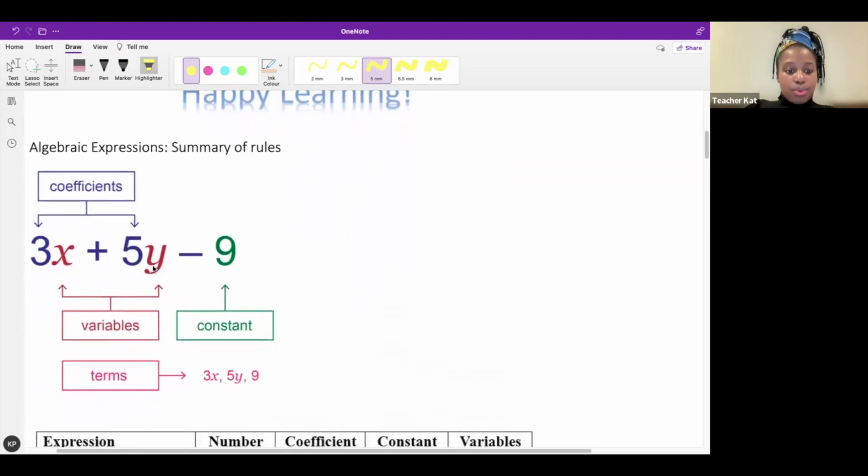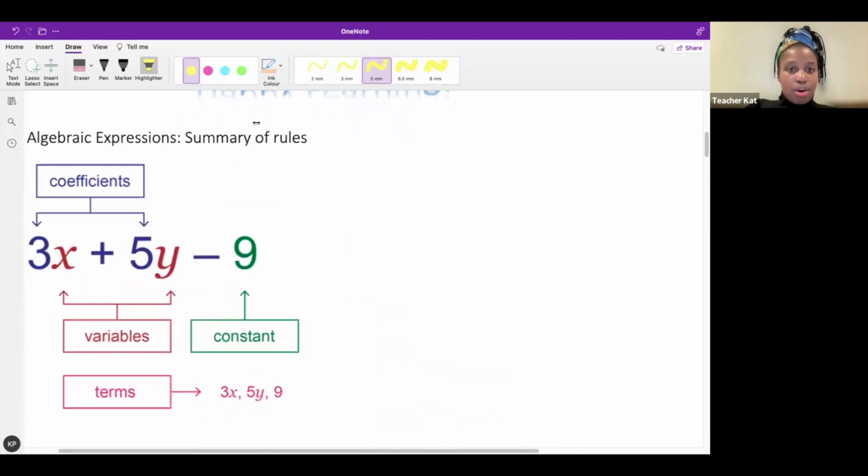I am going to put up this summary of the rules. Okay. Now, if you look here, this is a summary of all the vocabulary that we went through when we were doing algebraic expressions.